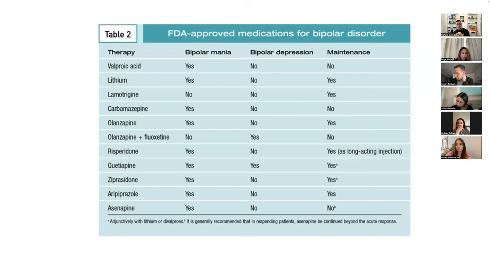All right? Lithium, before you start lithium, you need to check thyroid functioning because lithium can cause hypo, low thyroid. Make sure you check kidney functioning, right? Because, you know, lithium is excreted through your kidneys. So if you have a low GFR, you have a higher risk of lithium toxicity. And also lithium can affect calcium levels, all right?